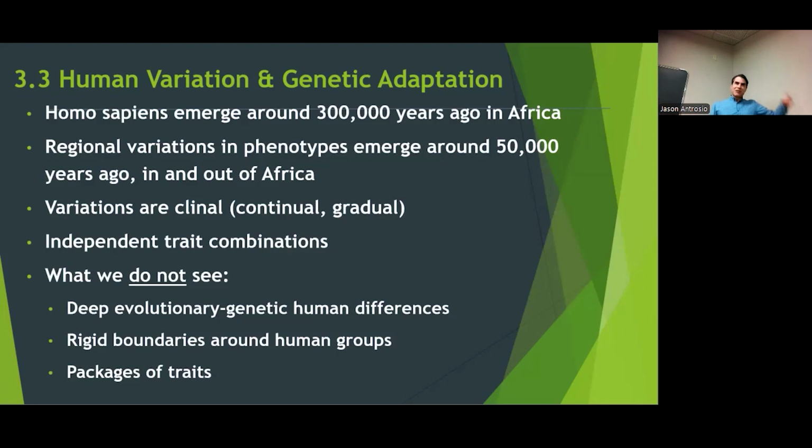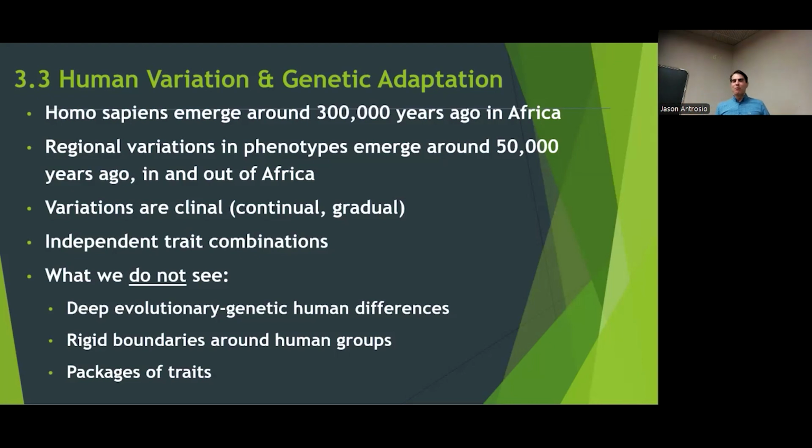We assume that certain people, because of the color of their skin, are going to have other traits and that those are linked together as a package. And so what I'm trying to tell you is that that's not the way human variation works. Now, let's be careful. I'm not trying to tell you that people are all the same. People are very varied and very different, but our variation is not captured by our ideas about biological race groups.